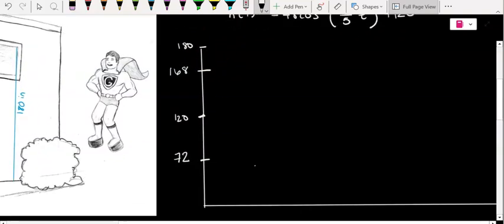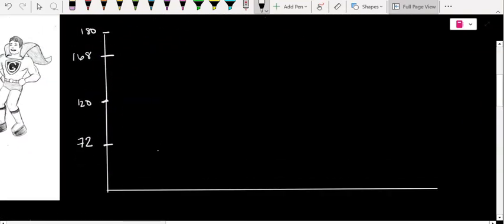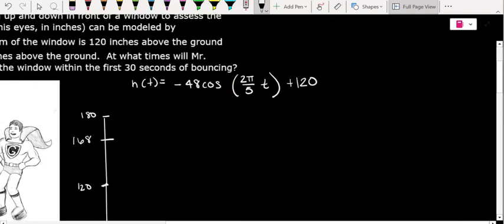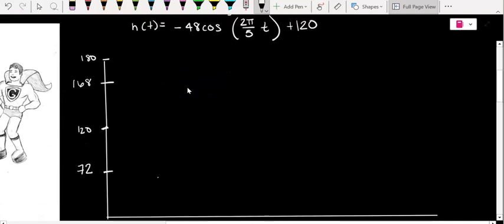So from here, we're going to go ahead and model this as a cosine graph. Now, keep in mind that this is cosine and it's got a negative a. That means that it's starting at a minimum.